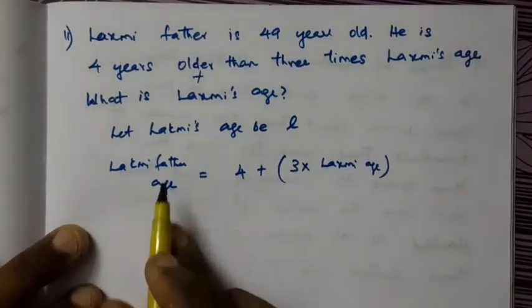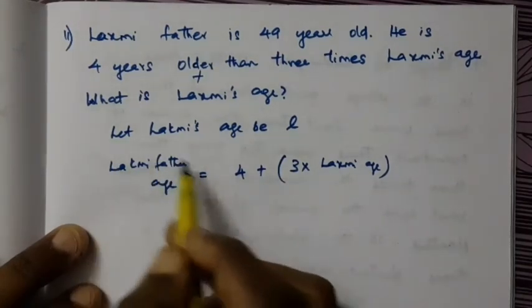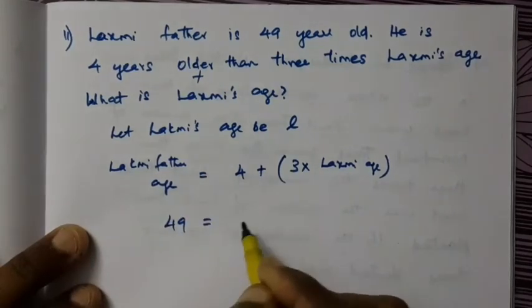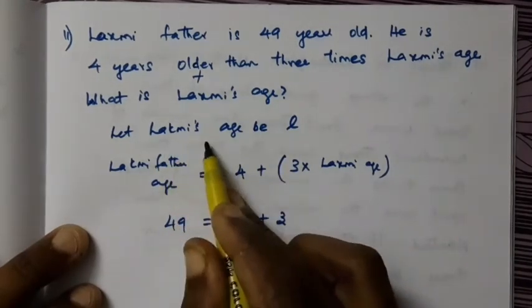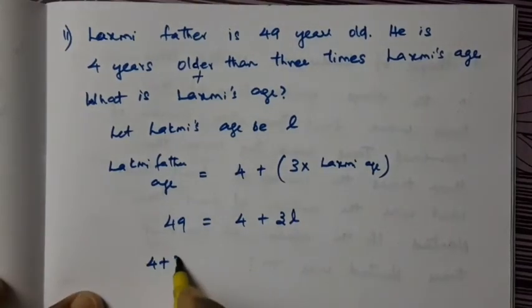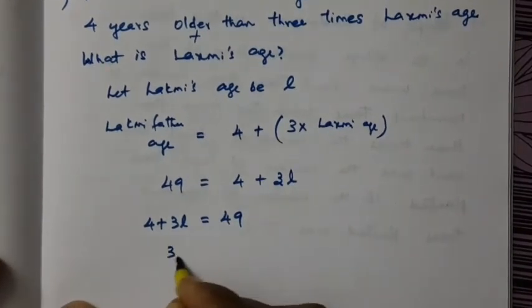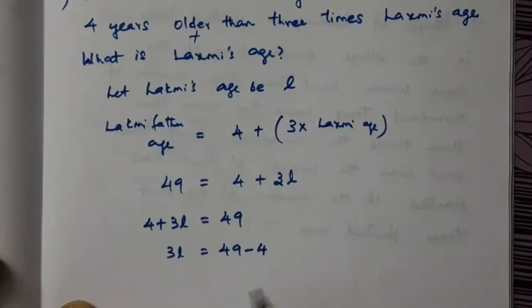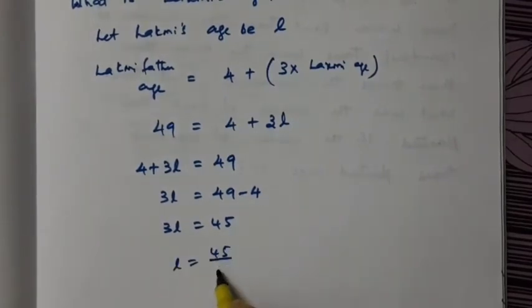So Lakshmi's father's age is 4 more than 3 times Lakshmi's age. Lakshmi's father's age is 49, which equals 4 plus 3 times Lakshmi's age. We have taken Lakshmi's age to be L, so 3 multiplied by L is 3L. So 4 plus 3L equals 49. 3L equals 49 minus 4, so 3L equals 45. Now I divide by 3 on both sides. L equals 45 by 3, which is 15.